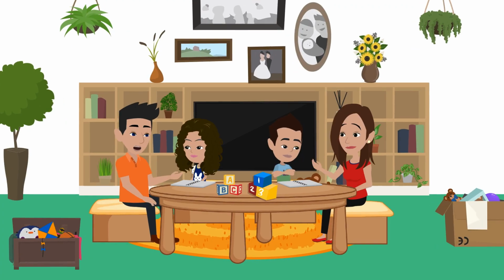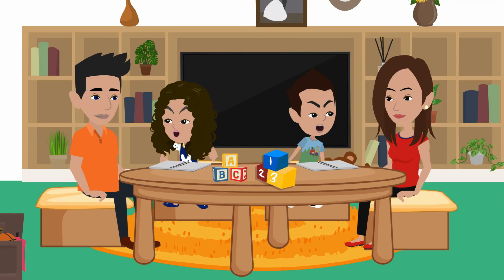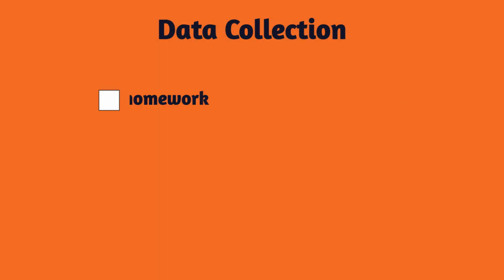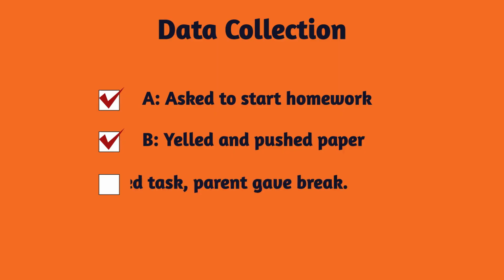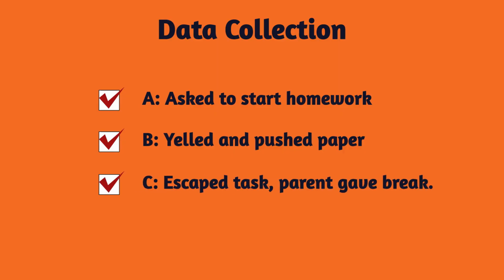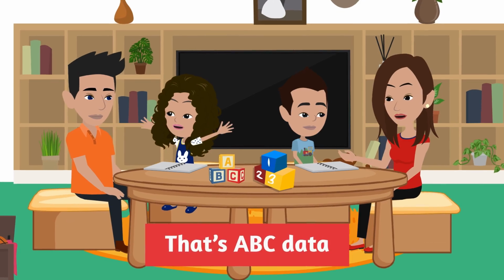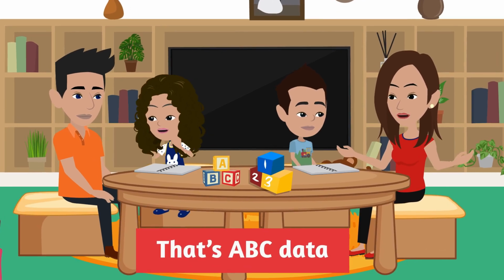For example, a parent asks their child to start homework. The child yells and pushes the paper away. The parent writes down A. Asked to start homework. B. Yelled and pushed paper. C. Escaped task, parent gave break. That's ABC data, simple, immediate, and powerful.